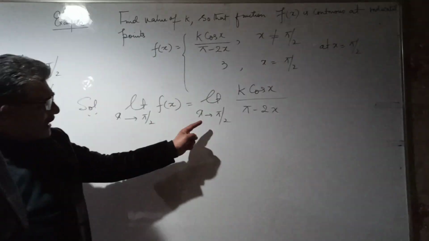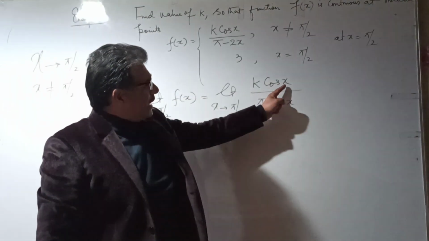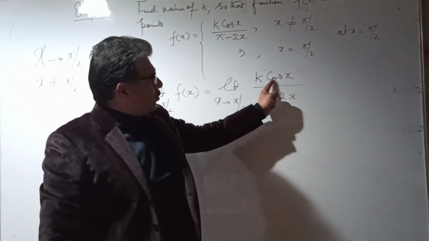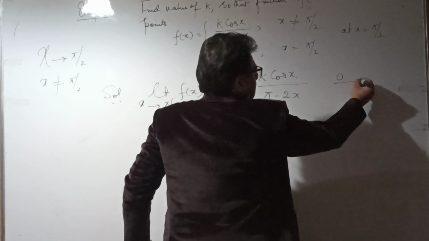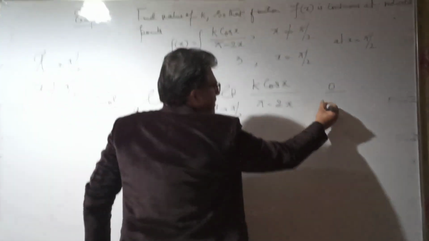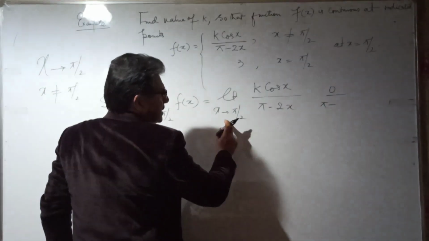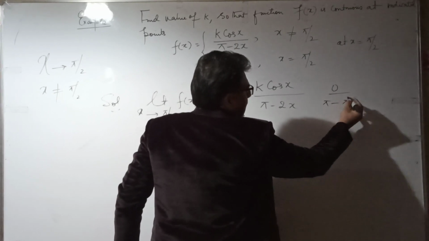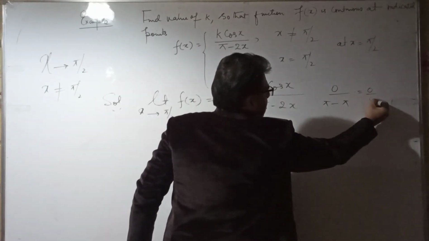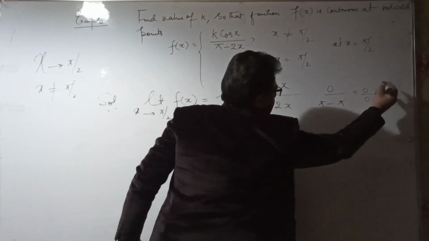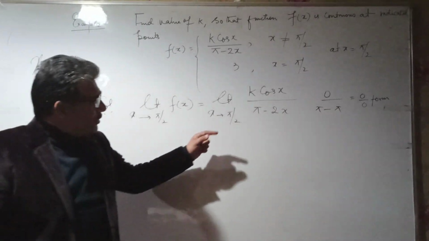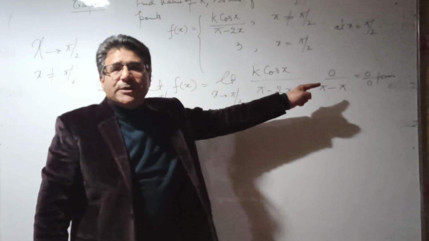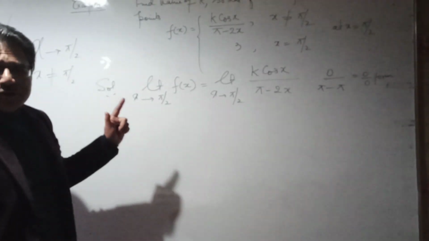Now if you put x equal to pi by 2 directly, cos pi by 2, cos 90, is 0. 0 into k will become 0, divided by pi minus 2 into pi by 2, that is again pi minus pi, which is 0. So it is a 0 by 0 form. So we cannot put x equal to pi by 2 directly, because by doing so the function becomes indeterminate. So what we'll do, we'll apply the procedure of limits.